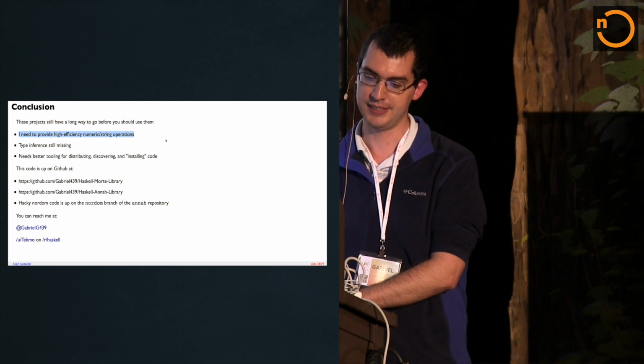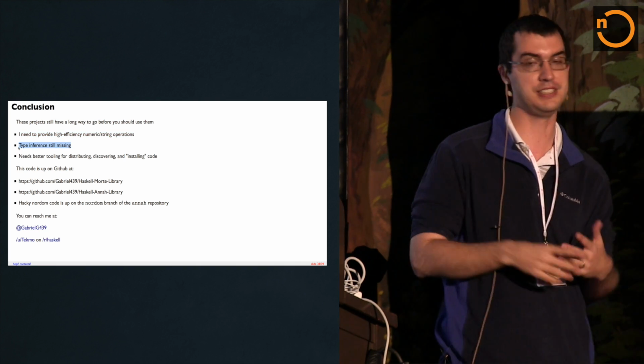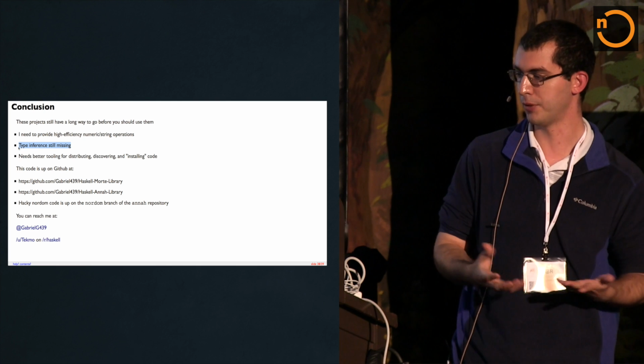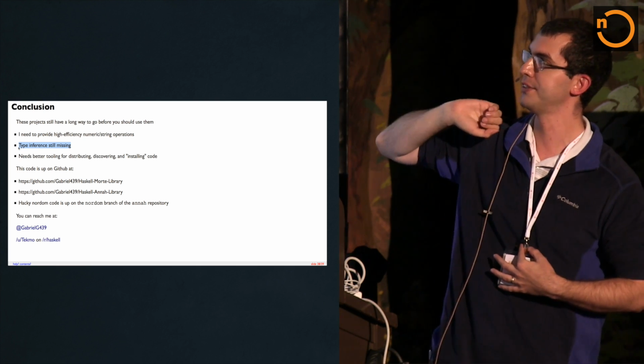Type inference is still missing. So the Anna language is still an explicitly typed language, which can make it tedious to use for highly generic, highly polymorphic functions. So in the absence of type inference, I wouldn't recommend it for general purpose use.